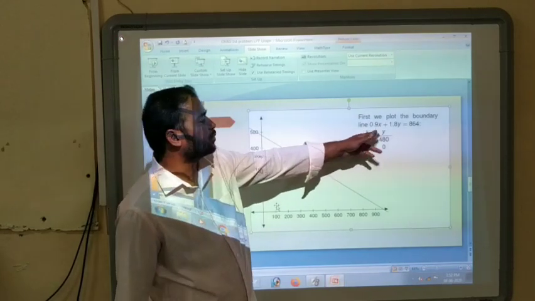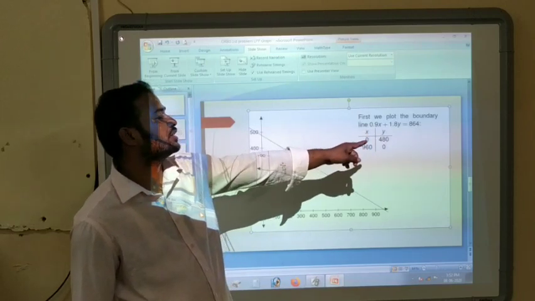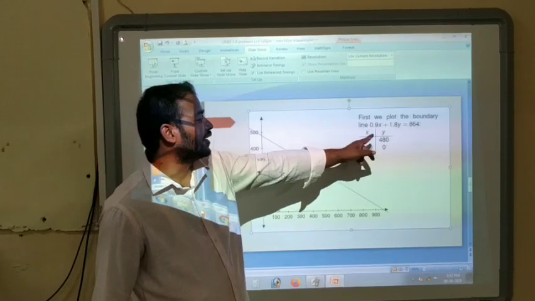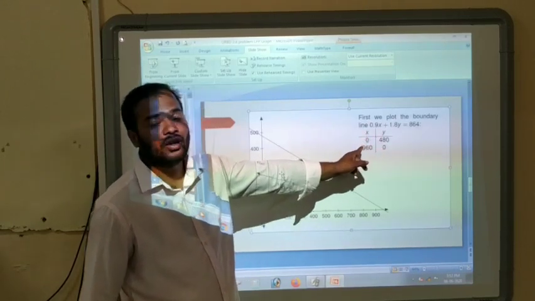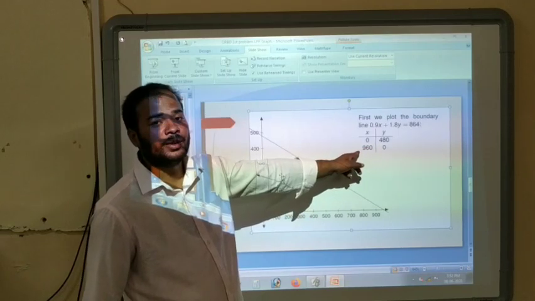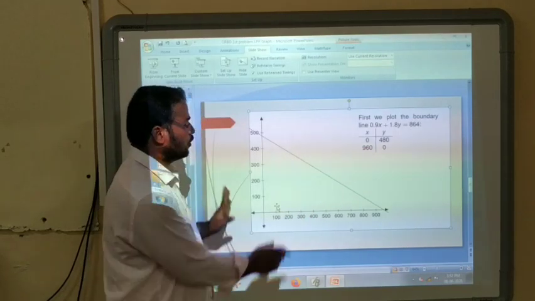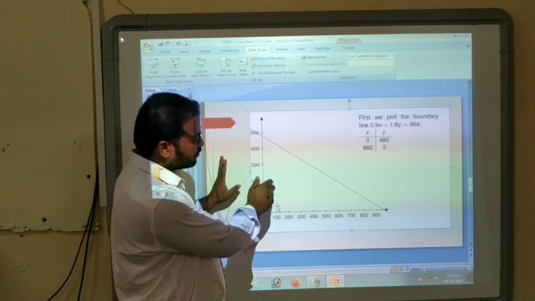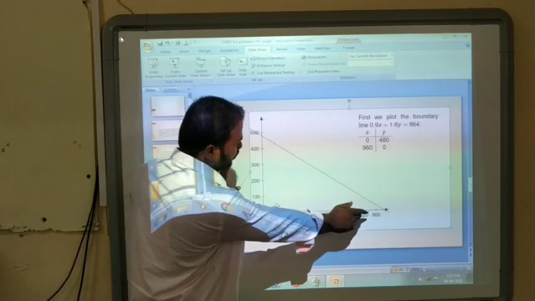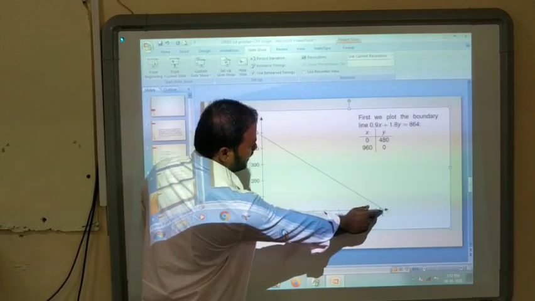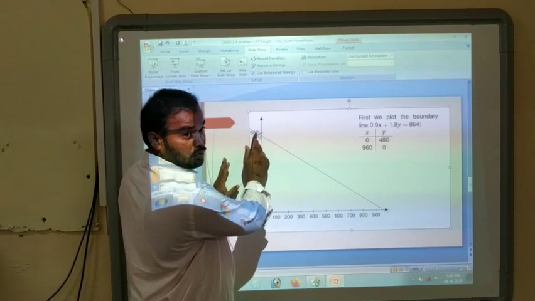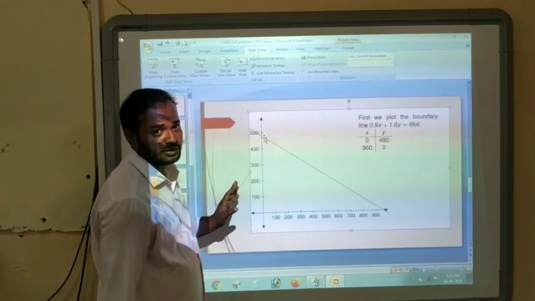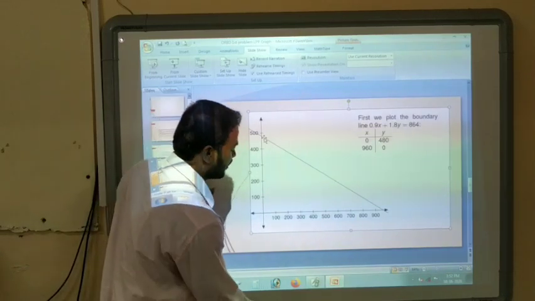Now, for the linear equation 0.9x plus 1.8y is equal to 864, when putting the x value to 0, we find out y is equal to 480. When we put y value equal to 0, we find out x value to be 960. Now we are plotting the graph. In this graph, you can clearly see x value 960, y value 480. We connect these values with a line on the graph, right?